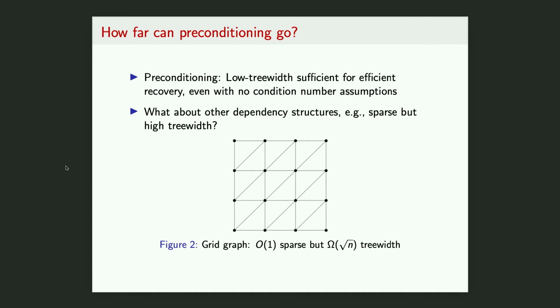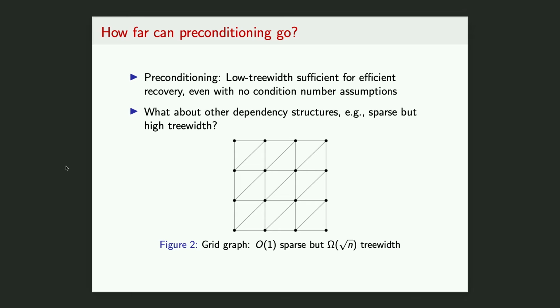In fact, even if I know that the dependency graph is sparse, tree width really gets to the core of what preconditioning can do. If the tree width is t, then I can do it with t k squared log n. And we show that if the dependency graph has tree width t, then there is a covariance matrix with that dependency graph where no preconditioning will work.